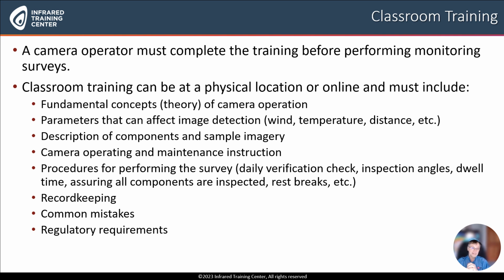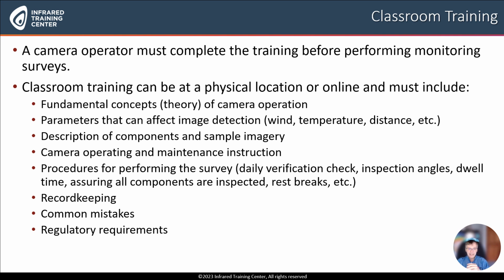Also part of classroom training would be record keeping. You know, how do you keep your records? How do you store your videos? How do you verify individual components? How do you prove that you were there and you actually performed the inspection?